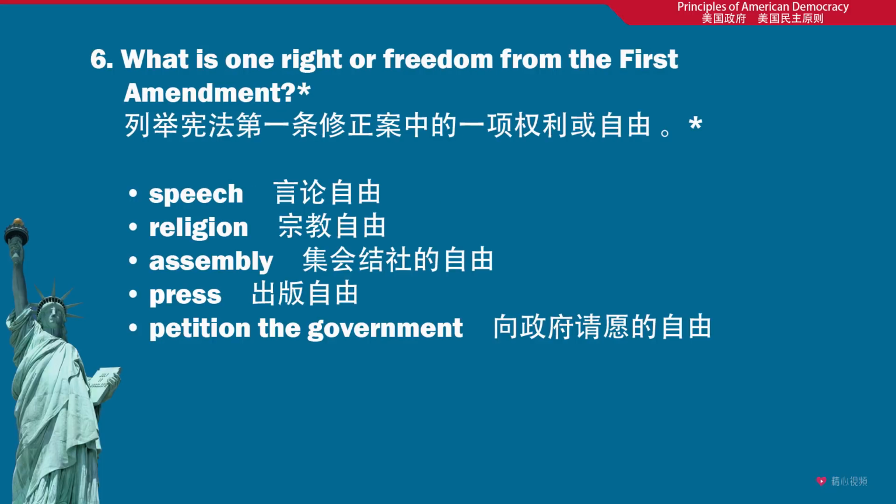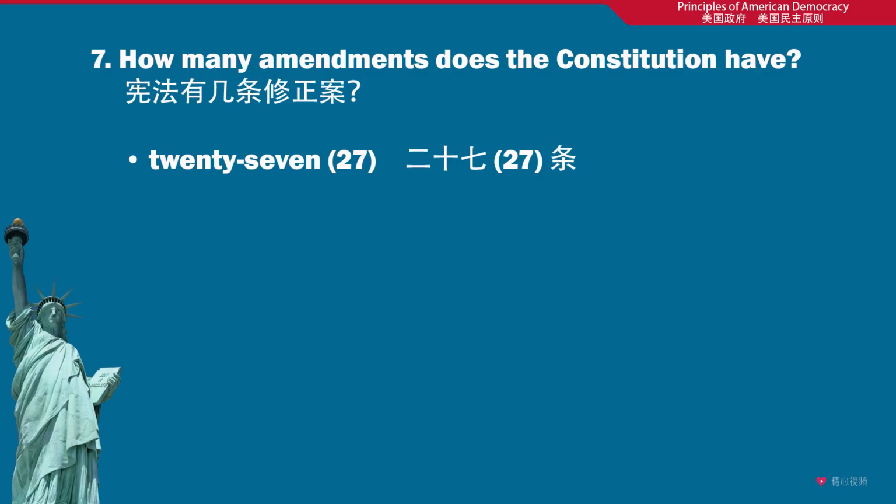What is one right or freedom from the First Amendment? Speech. Religion. Assembly. Press. Petition the government. How many amendments does the Constitution have? 27.